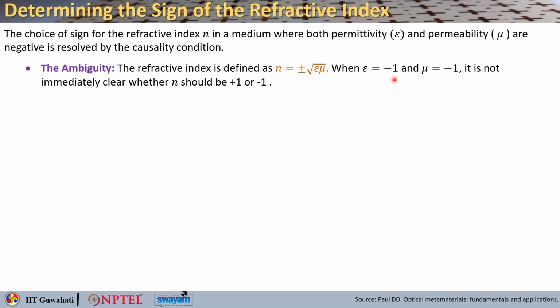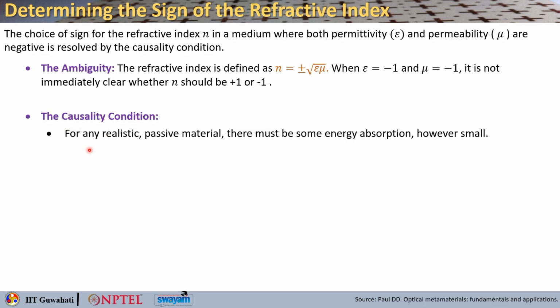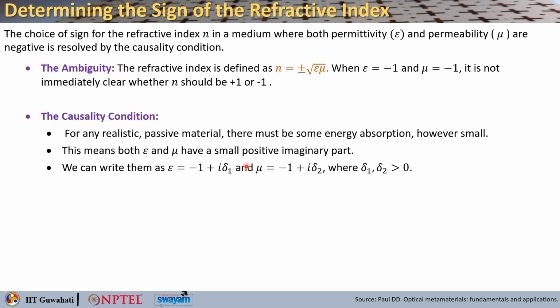Now, when epsilon equals -1 and mu equals -1, it is not immediately clear whether n should be +1 or -1, and that is where the ambiguity lies. There you can bring in the causality condition. It says that for any realistic passive material, there must be some energy absorption, however small. That means for both epsilon and mu, there should be a small positive imaginary part.